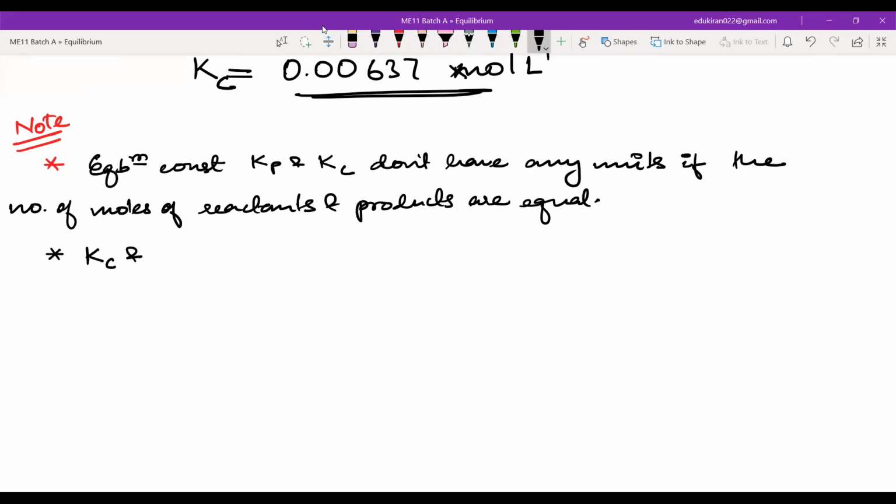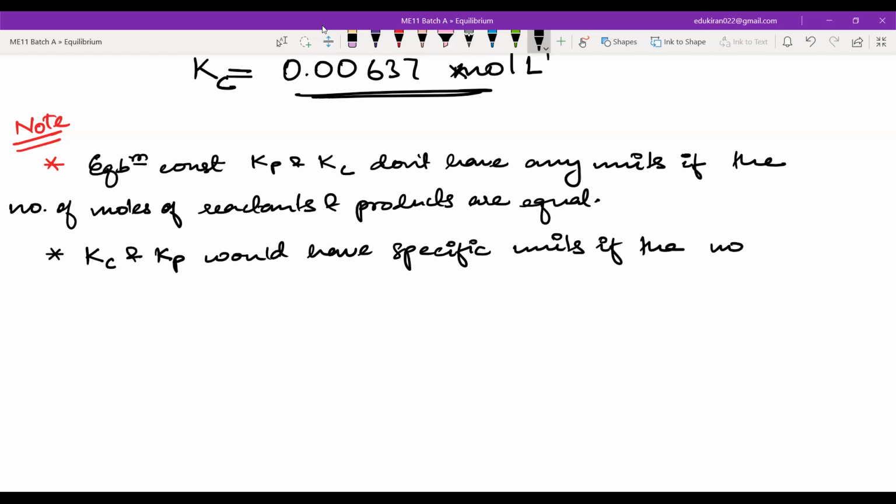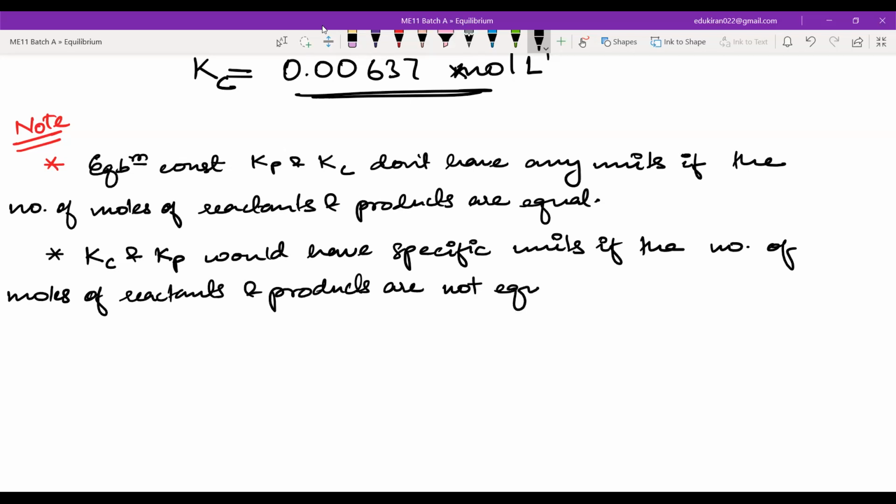Kc and Kp would have specific units if the number of moles of reactants and products are not equal. Okay, if they are not equal. So write these 2 points in the notes.